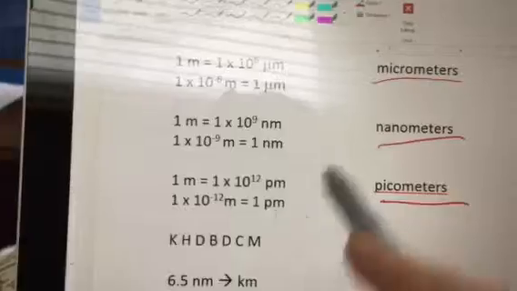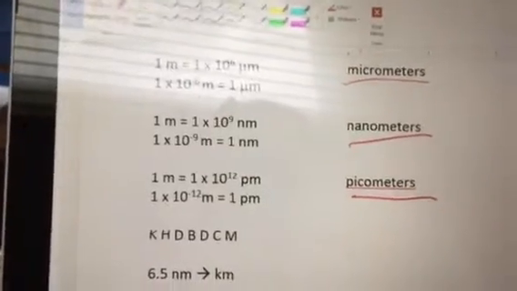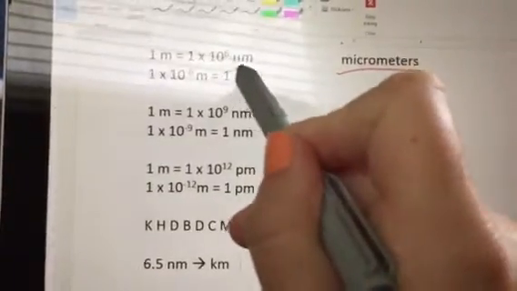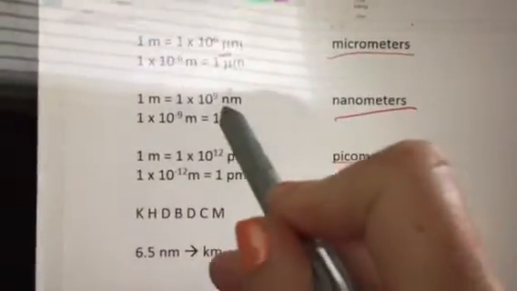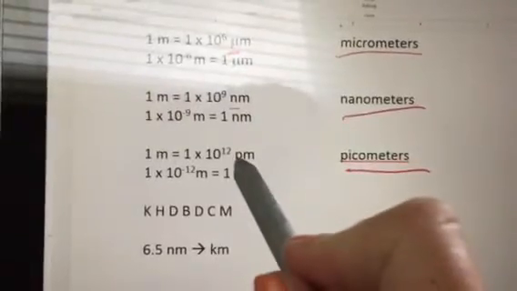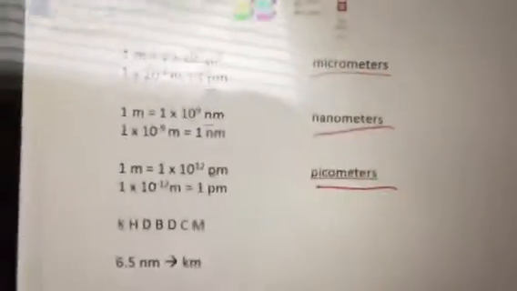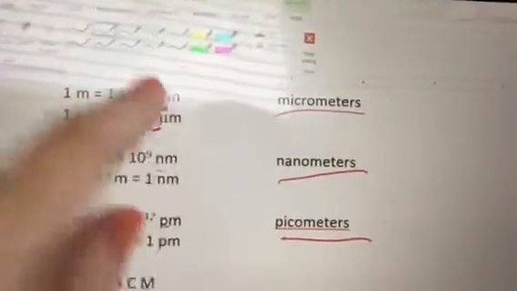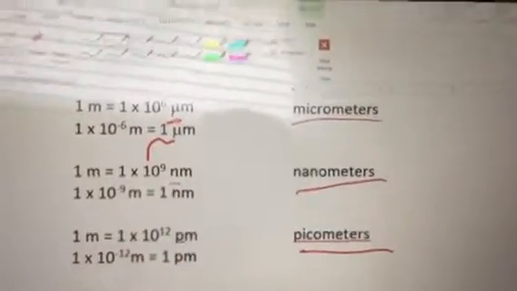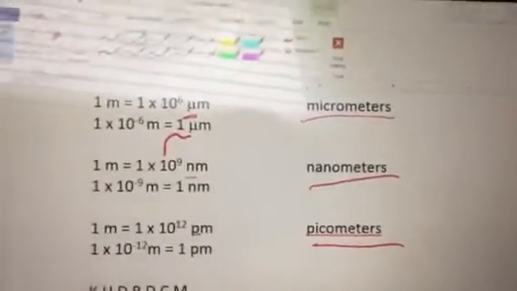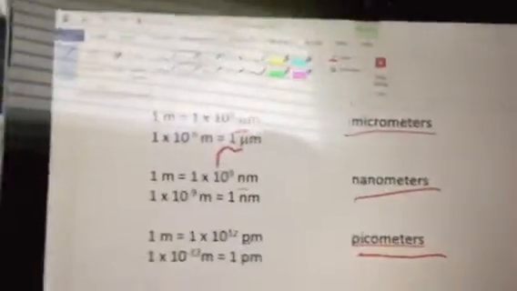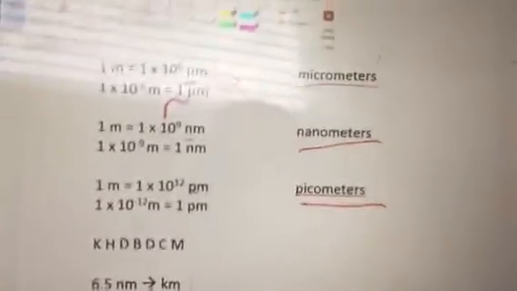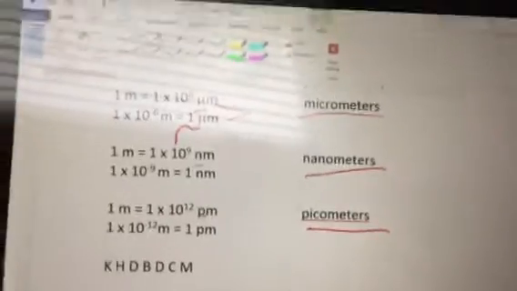And if you look to the left over here, I have both the conversions and their symbols. So the micrometer gets this little weird U-shaped thing, nanometer gets an N, and then the picometer gets a P. Okay? And 1 meter equals 1 times 10 to the 6 micrometers, just like I have written here. Or the flip of that is 1 times 10 to the negative 6 meter equals 1 micrometer. It does not matter which one of these you use. They are the same one. So whichever one strikes your fancy, go ahead and use it.